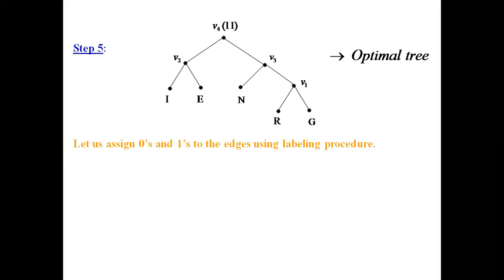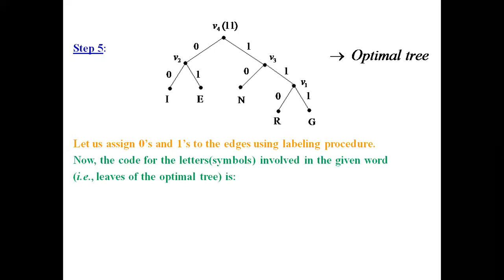Now we assign zeros and ones to the edges using the labeling procedure. So 0 to the left child and 1 to the right child. Every left edge is assigned 0. Every right edge is assigned 1. That is the labeling procedure for this.